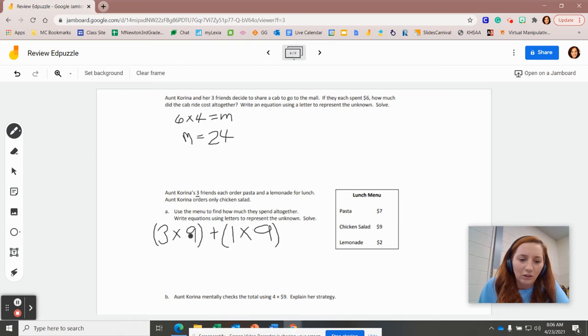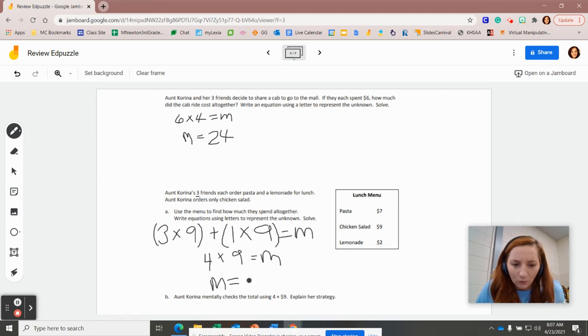Now we can combine these two. Since our last factor is the same, you can keep this factor the exact same, and you can combine the 3 and 1. So technically, instead of putting 3 times 9 plus 1 times 9 equals M, you could put 4 times 9 equals M, because there are 4 people altogether, and they're each spending $9. Then it wants me to solve for the letter. So I would do M equals 36. Now we even put dollars.